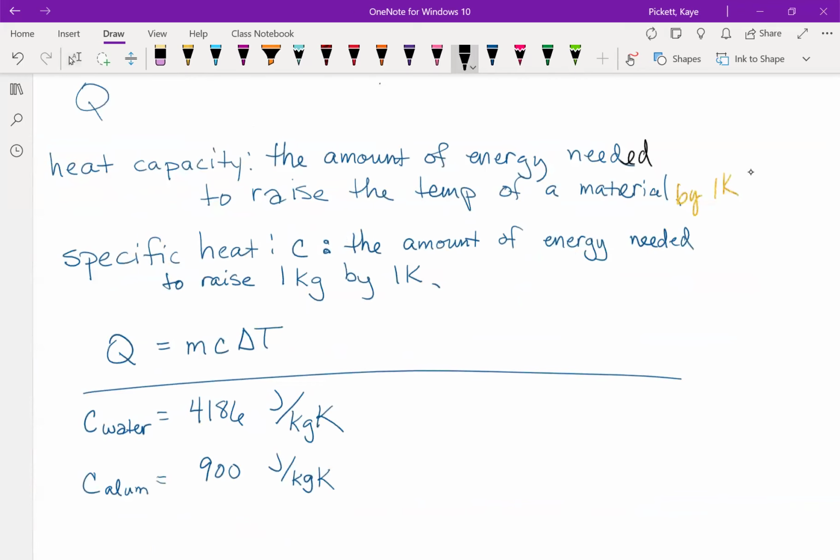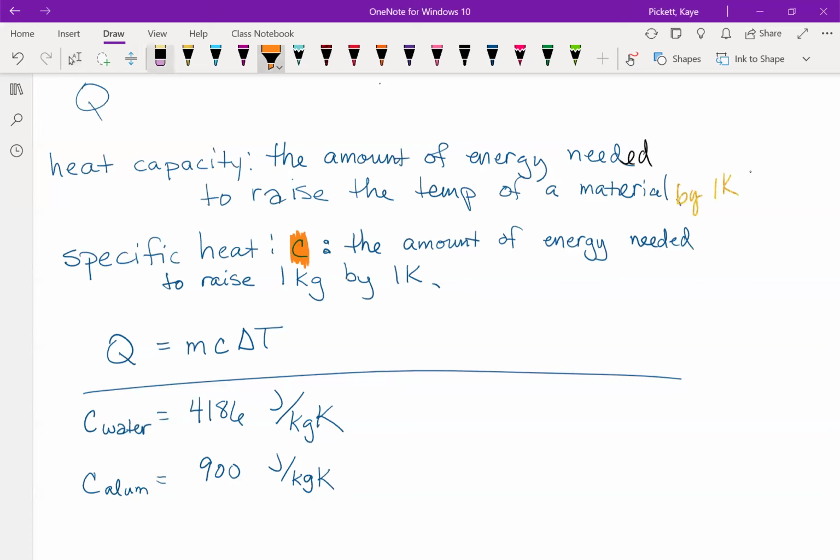The specific heat, on the other hand, we give its own little symbol here. We give it the little letter C. We use that a lot. And it is the amount of energy needed to raise the temperature of 1 kilogram of that material by 1 degree Kelvin. That is the definition of specific heat, and different materials will have different specific heats.